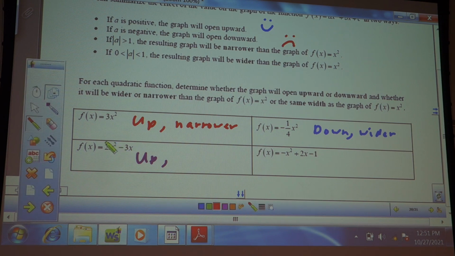So everybody, we're looking at this number right here. If it's positive, it opens upwards. If it's negative, it opens downwards. If it's bigger than 1, it's narrower. If it's smaller than 1, it's wider. Narrower. It's going to be narrower. Correct.